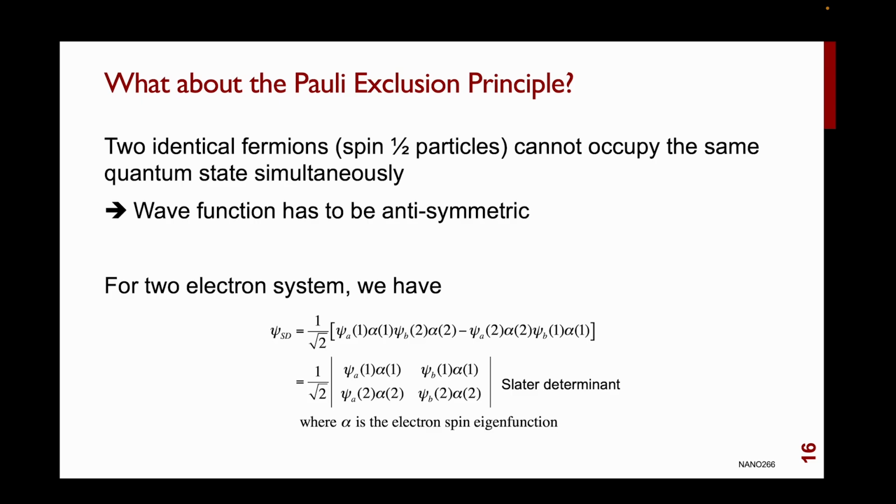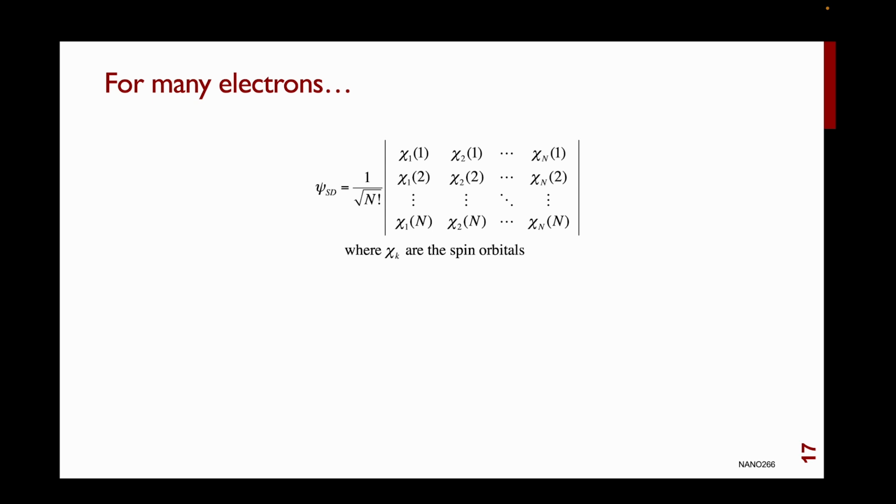Okay, so for a two electron system, basically what you do is construct what is called a Slater determinant. Your wave function is then given by this Slater determinant, which is 1 over root 2, times this wave function for A, and then a spin wave function for A, alpha. If you write out this determinant, you basically get your Slater determinant wave function. Now, for many electrons, the Slater determinant expands correspondingly.